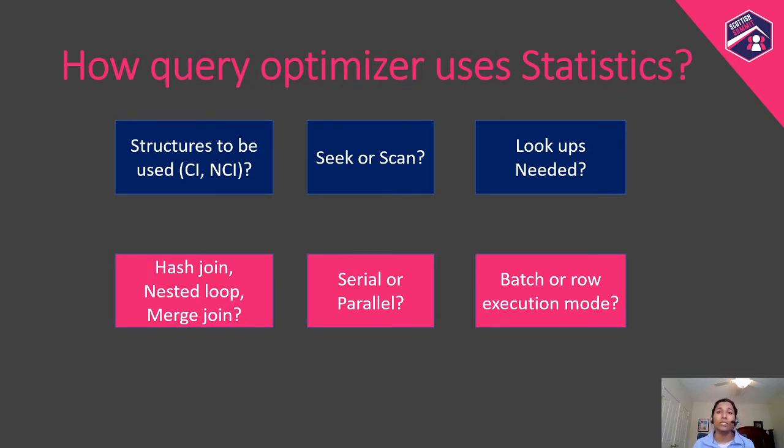All of these physical access methods, all of these operations, are based upon the statistics. The more accurate the statistics are, the more it will help the optimizer make sure these operations are accurate as well, saving the optimal plan inside our plan cache.